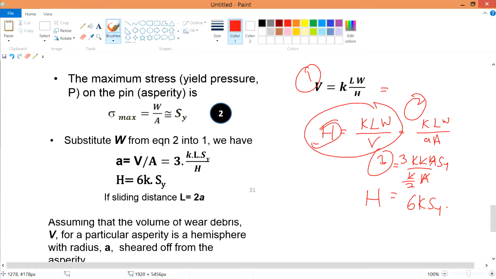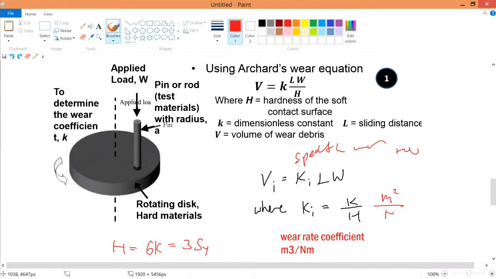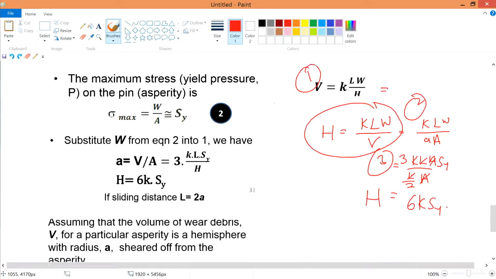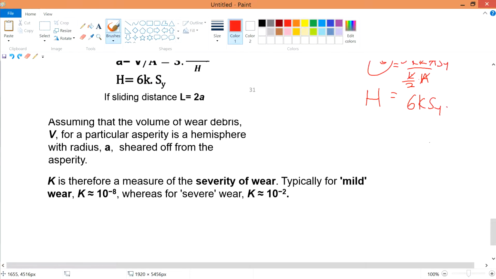This H, I think, is the hardness of the material. Yeah, the hardness of the soft material. So if the K decreases, it is a mild wear. A mild wear has a K of 10 minus 8. Meaning if you have very light wear, it's about this value. If you have very severe wear, then K equals 10 minus 2.